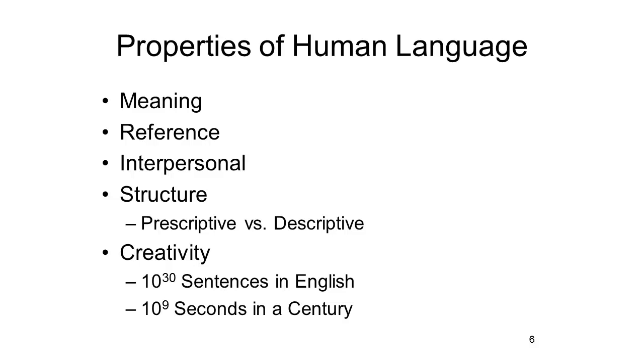The third is that language is interpersonal. Language is used to communicate one person's ideas to someone else, to change their opinions perhaps, or to accomplish some other goal. Language is also highly structured. Linguistic utterances are organized according to the rules of grammar. Prescriptive grammar is a set of authoritative rules for speaking meaningful utterances. It's a prescription for how language ought to be spoken.